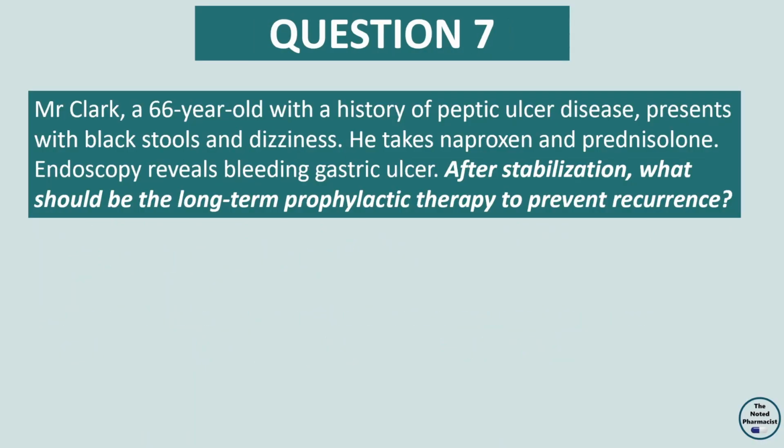Question 7. Mr. Clark, a 66-year-old with a history of peptic ulcer disease, presents with black stools and dizziness. He takes naproxen and prednisolone. Endoscopy reveals a bleeding gastric ulcer. After stabilization, what should be the long-term prophylactic therapy to prevent recurrence?